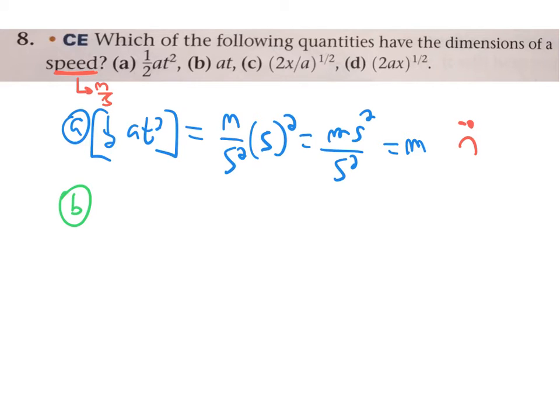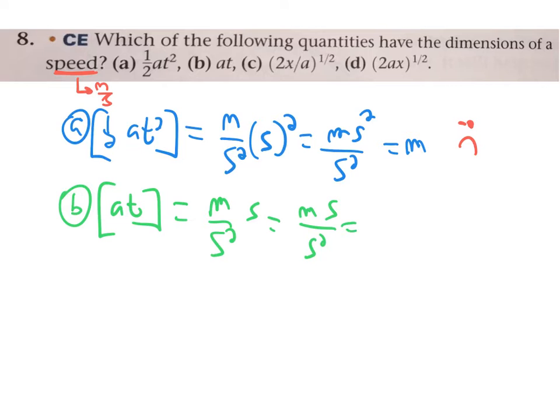How about at? Well, the units of a, as we said before, are meters per second squared, and units of t are seconds. So I have meters times seconds over seconds squared, which of course I can cancel one seconds, right? I have meters times seconds on the top over seconds times seconds on the bottom, and the seconds go away, and I'm left with meters per second, which is what I wanted, so yay.